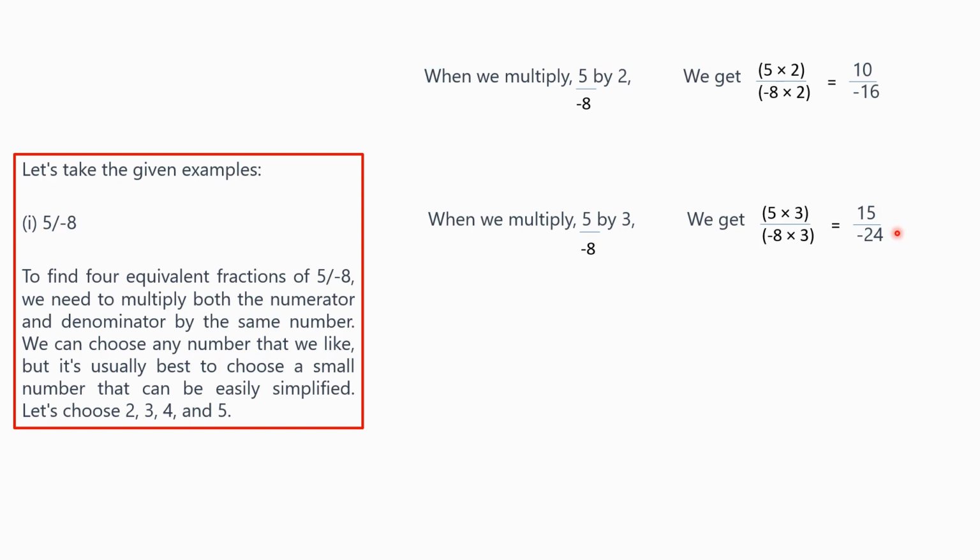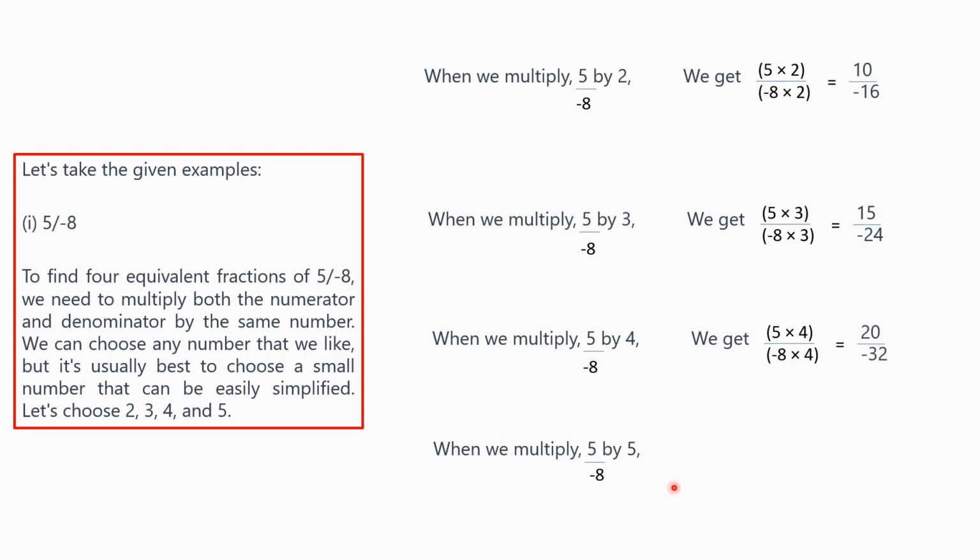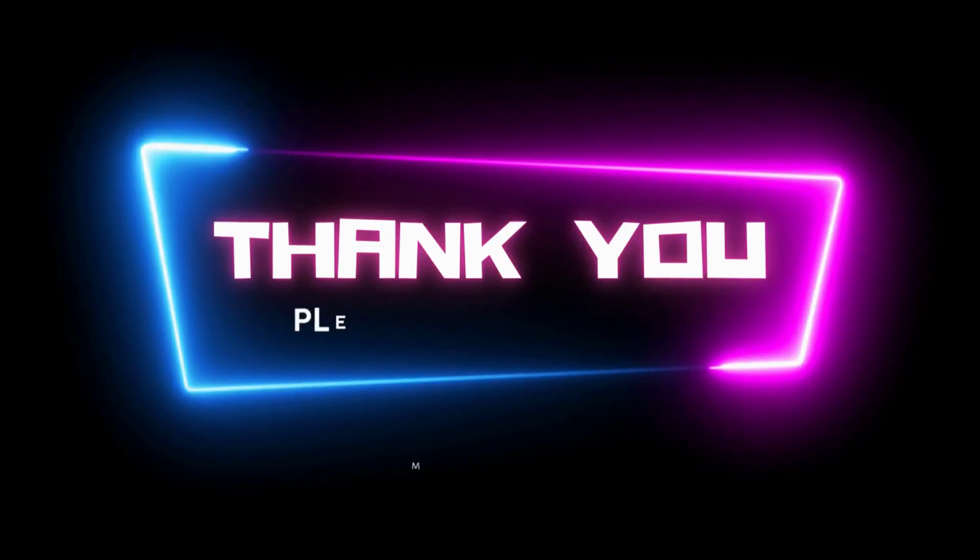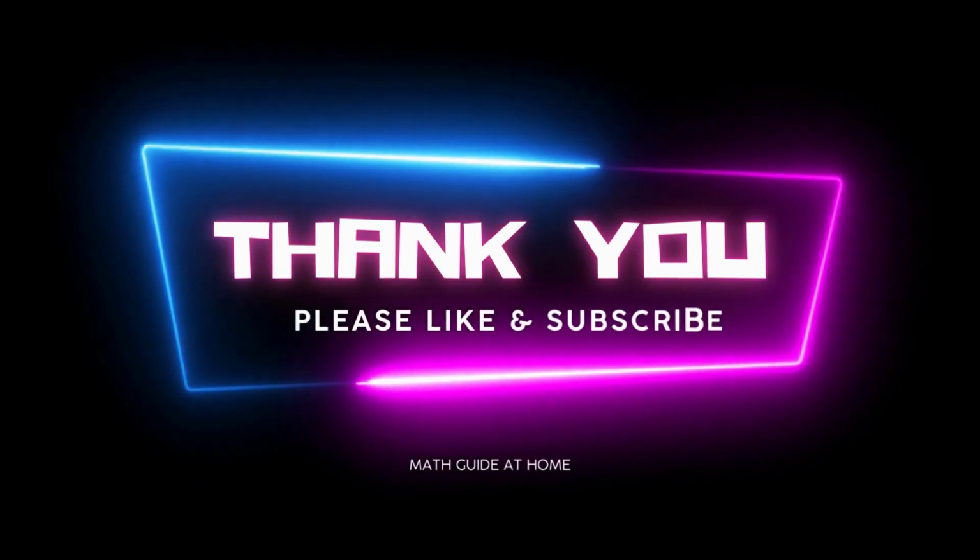We can continue this process by multiplying the numerator and denominator of 5 by minus 8 by any other non-zero integer, such as 4 or 5, to get more equivalent fractions. It is important to note that while the sign of the fraction may change when we multiply by a negative integer, the value of the fraction remains the same. Equivalent.